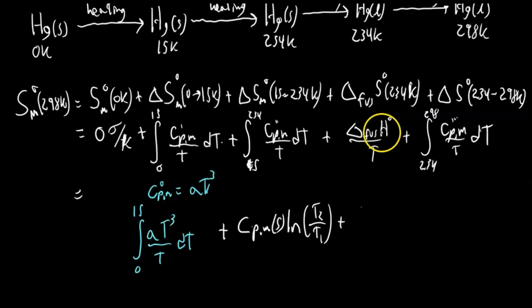This one here, this heat of fusion, we already have data for, so I'm just going to leave it as it is. And then we have the other one where we're going to yank it out of the integral. Even though the heat capacity of the liquid does change with temperature, we're going to assume it's constant because we don't have any other information. This is of the liquid, and it'll be ln T2 over T1.